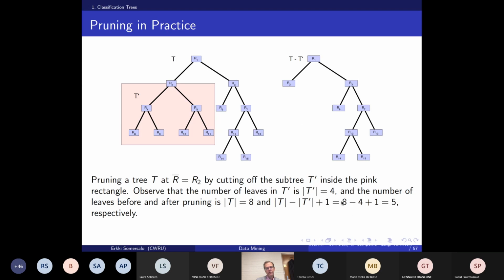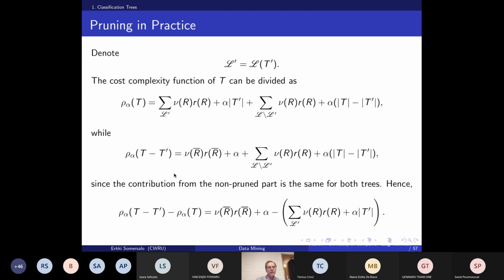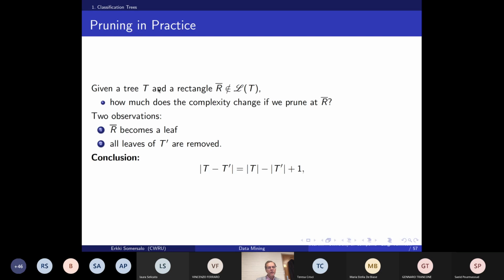So this is an important formula here. You have the number of leaves, or complexity, of T, minus the complexity of T prime, which is the tree that you cut off, plus 1, because the new node that was not a leaf becomes a leaf. And this is how you get to the number 5. So I'll go through this slide and then we can have a small break.